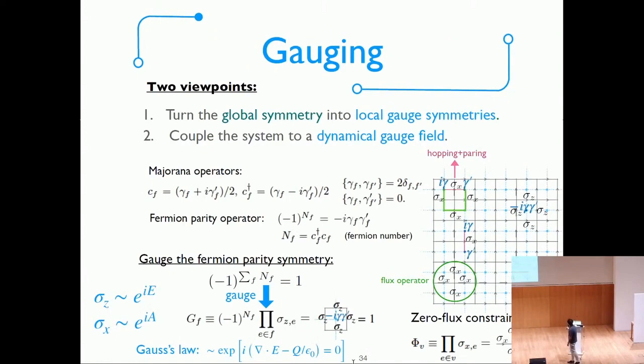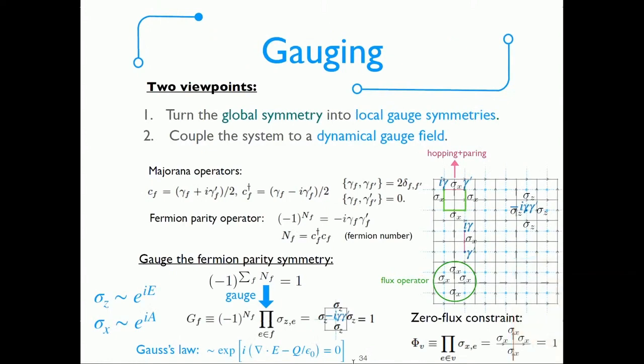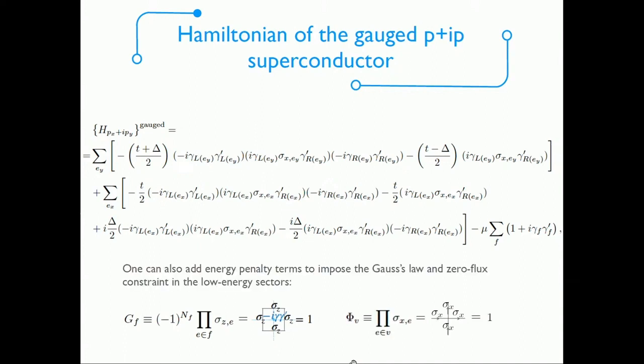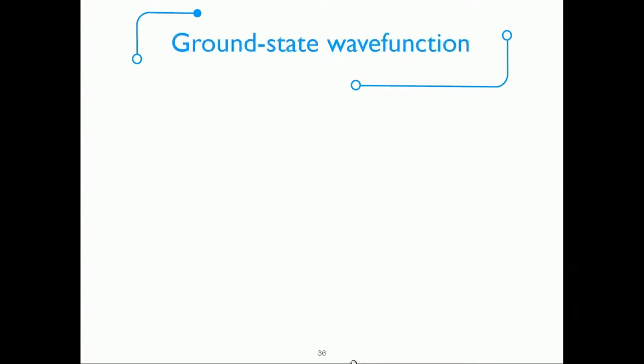So once you impose that, you can see that you can actually couple the Fermi hopping term along a different path, and they are equivalent by multiplying this flux operator, which is like a Stokes theorem in electromagnetism. So now the Hamiltonian of the gauged p plus ip superconductor is just represented with the MERA operator and coupled to the spins in the Z2 gauge theory. And then you can impose the Gauss's law and the zero flux constraint. In fact, you can also put them as energy penalty terms in this Hamiltonian to impose them.